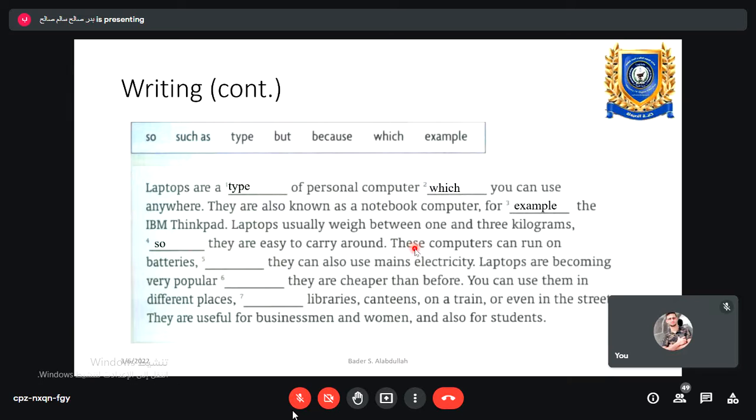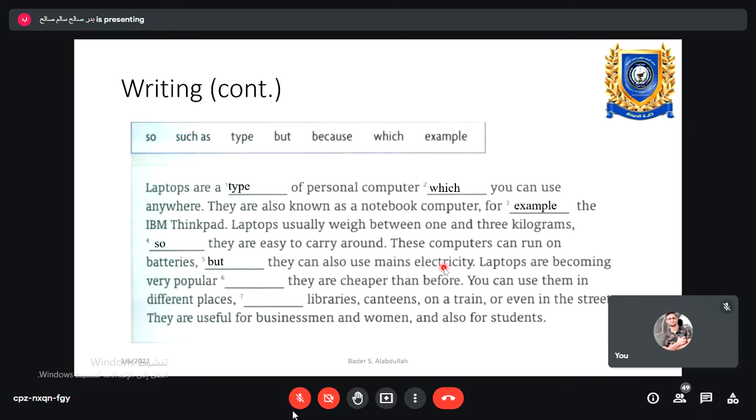These computers can run on batteries, blank. They can also use mains electricity. But these computers can run on batteries, but they can also use mains electricity. And if you remember, we said we use but to join two contrast sentences.